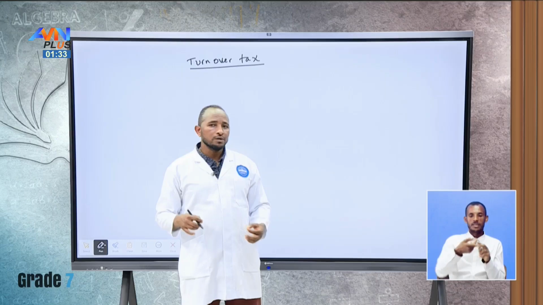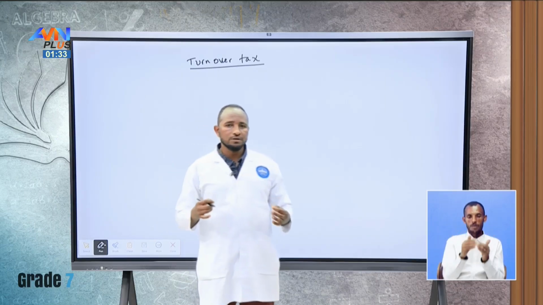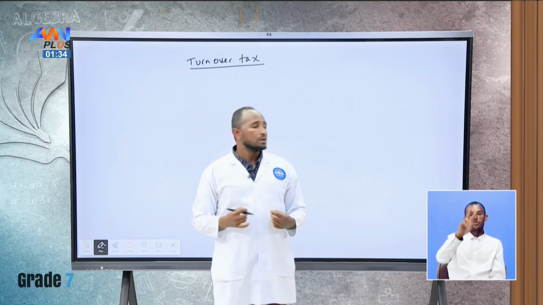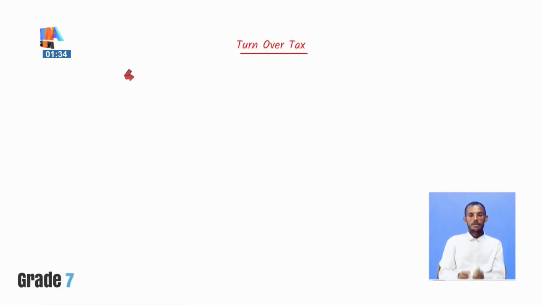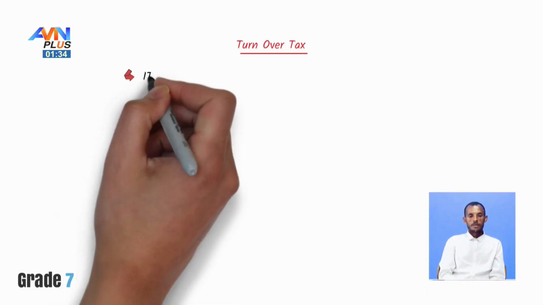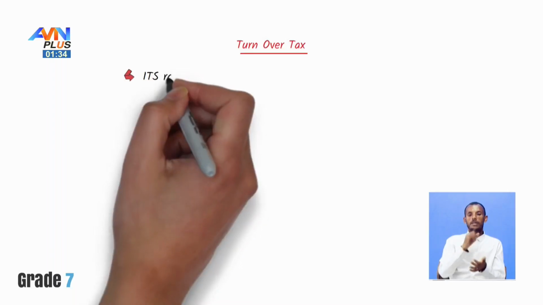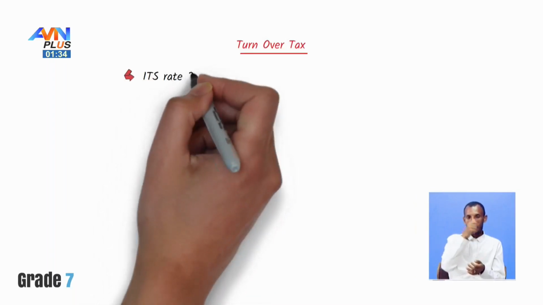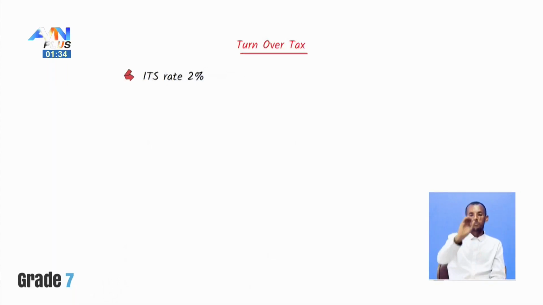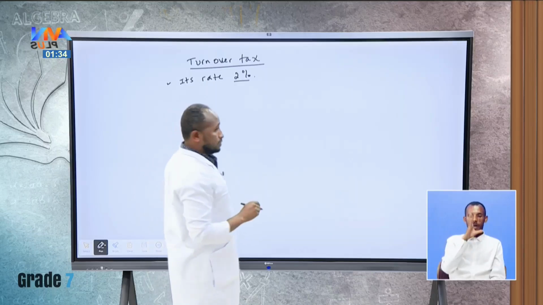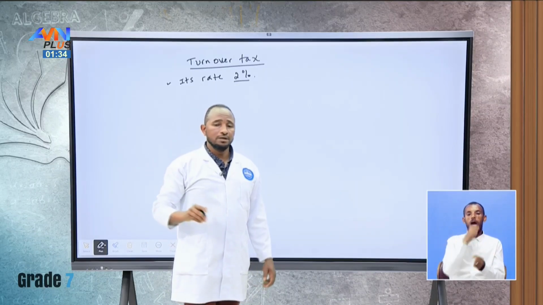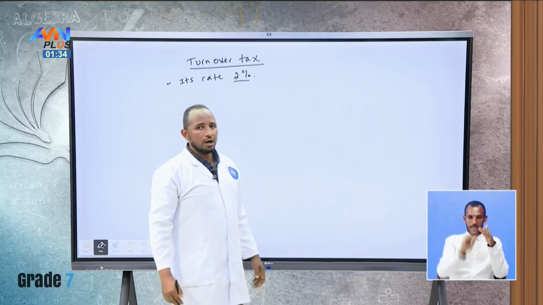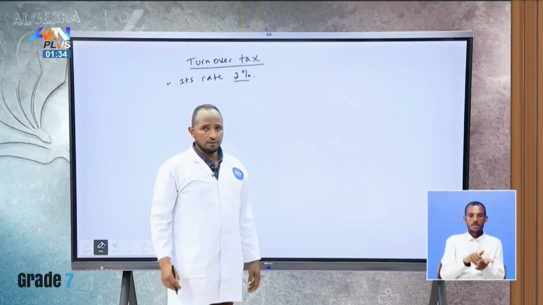So here, to calculate the turnover tax, its rate is this 2%. So turnover tax, its rate in Ethiopian context is this 2%. And who will pay turnover tax? It's a merchant whose annual income is less than 500,000. So let's see an example for this.